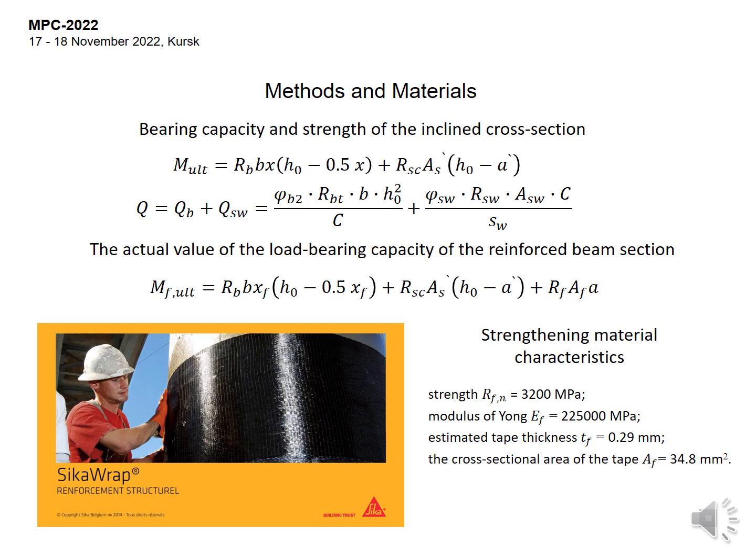The actual value of the load-bearing capacity of the reinforced beam section is determined by the equation in the middle of the slide. The increase in the bearing capacity of the cross-section of the element is achieved mainly by increasing the height of the compressed zone of the element from the use of composite reinforcement.